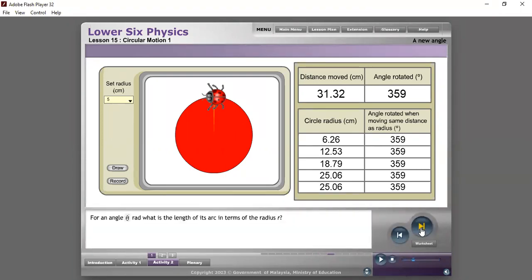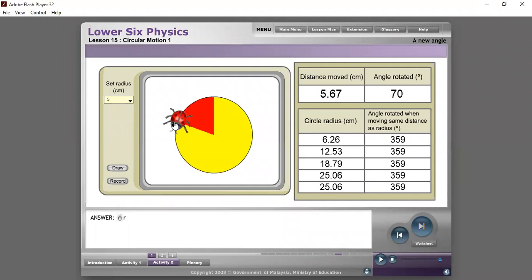For an angle theta rad, what is the length of its arc in terms of the radius r? Answer: theta r. So theta r means the distance traveled, for example from 0 degrees to a certain degree. So the distance traveled by the ladybug will be the radius times the angle in radians.